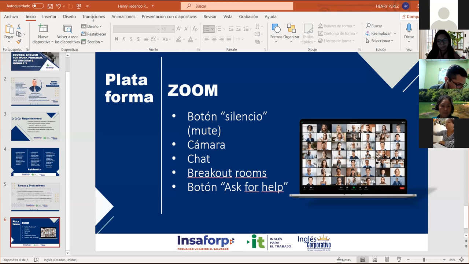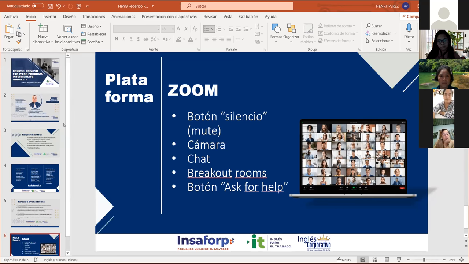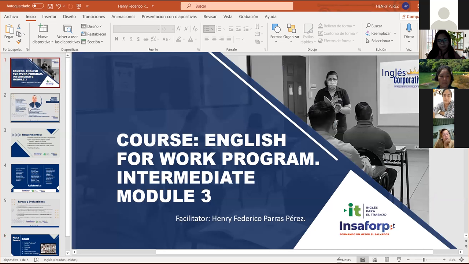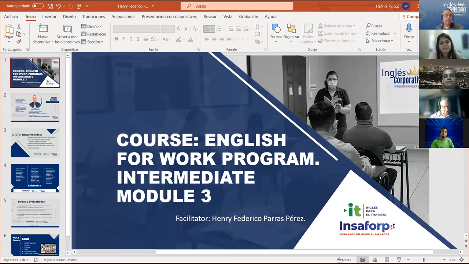Ok, great, great. All right, this is pretty much what the plataforma Zoom has. You can always put mute and turn on your camera and chat and breakout rooms and the button for help when we do activities together. Okay, now that was a little bit of introduction of what is expected, de lo que se le espera de ustedes durante este módulo, right? And let me see, I'm going to share, stop share. Any questions? ¿Alguna pregunta? Any questions on this? No? Okay.